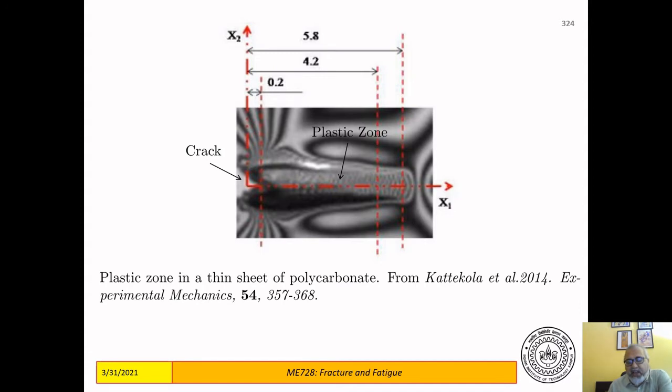So this is an example from our work. This is a crack tip plastic zone in a polycarbonate sheet. Polycarbonate is a polymer. Here is the crack. The crack is not completely visible, and this is your plastic zone, which looks like this elongated strip ahead of the crack tip. And this is almost as good as it gets, an experimental example of what a Dugdale zone looks like. But we will analyze the Dugdale zone with some simplifying assumptions.